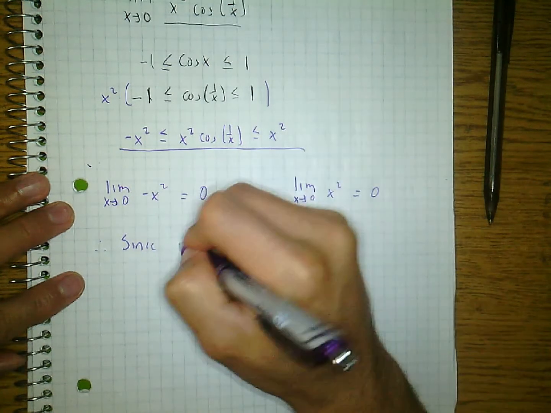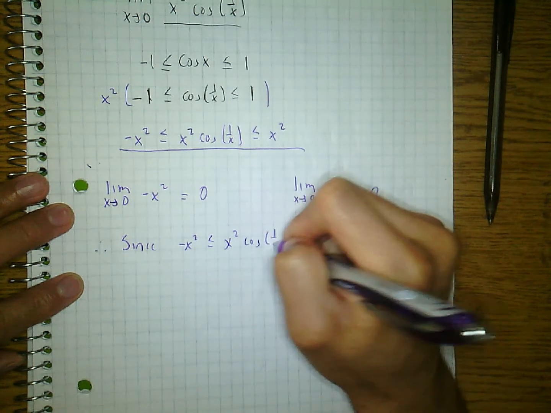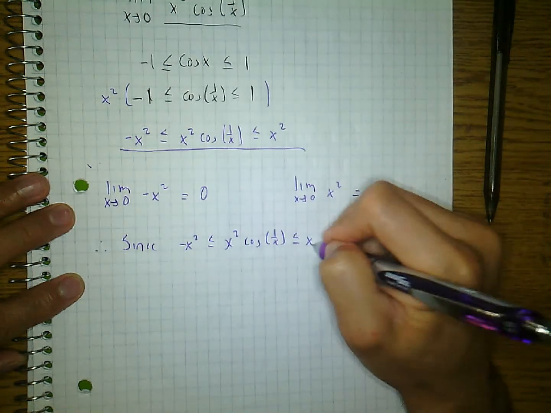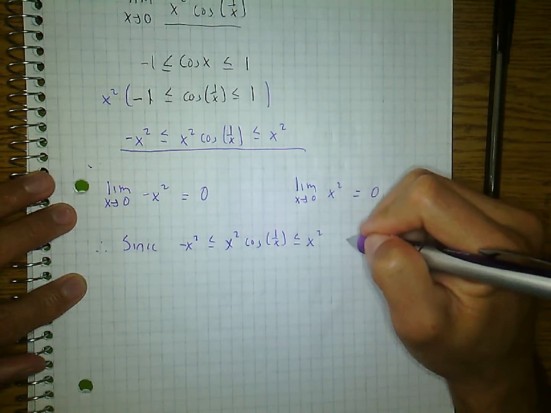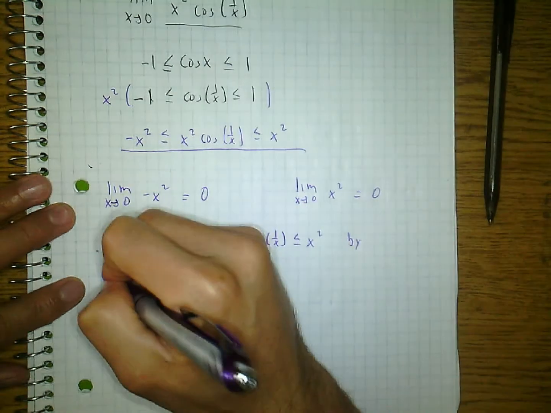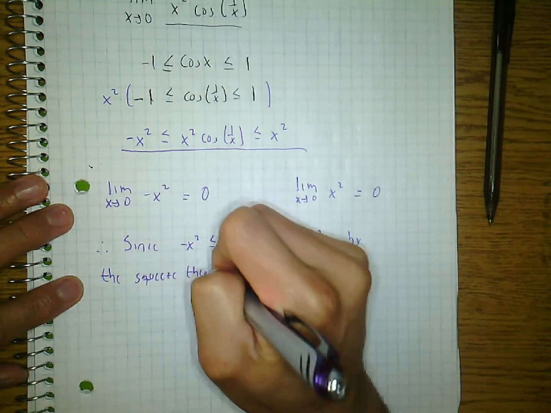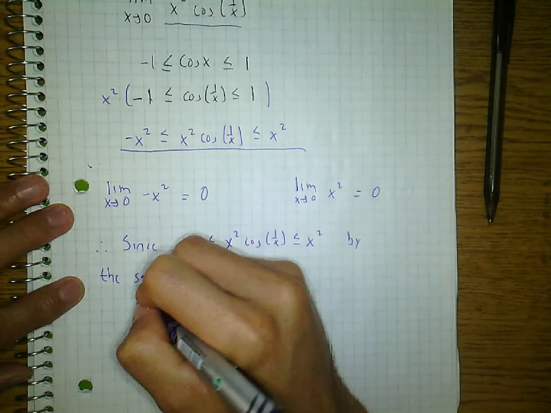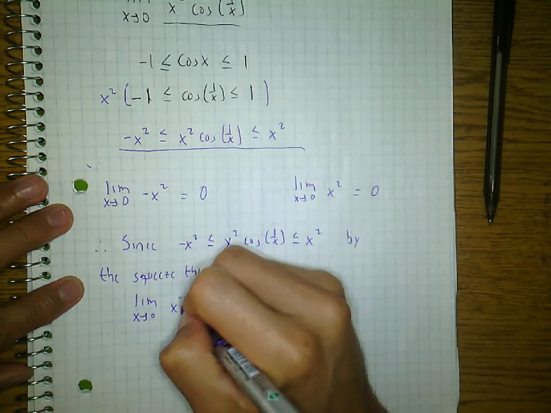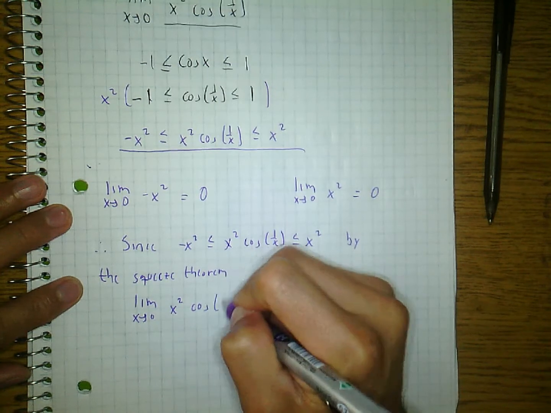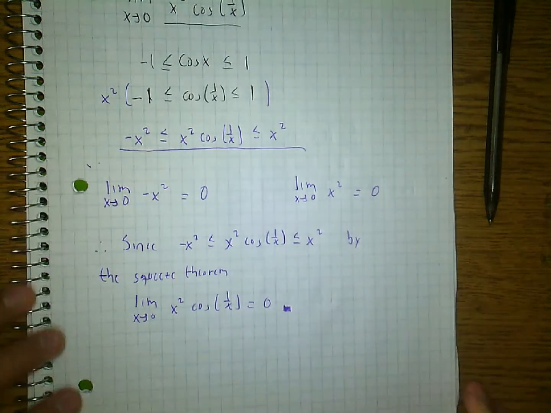since -x squared is less than or equal to x squared cosine 1 over x, which is less than or equal to x squared, by the Squeeze theorem, the limit as x approaches 0 of x squared times cosine 1 over x should also be equal to 0.